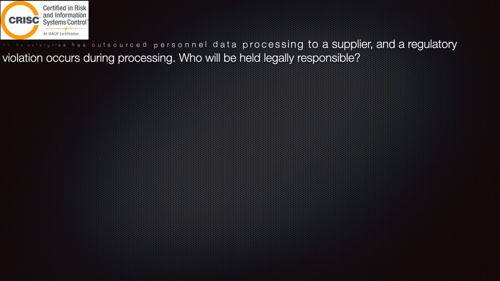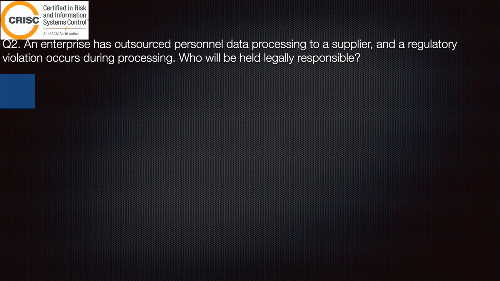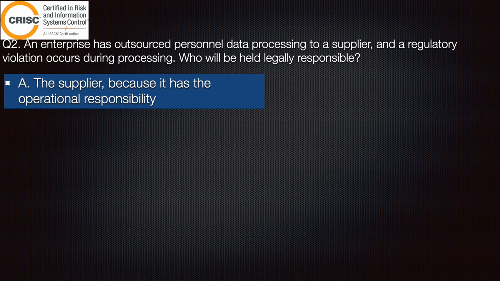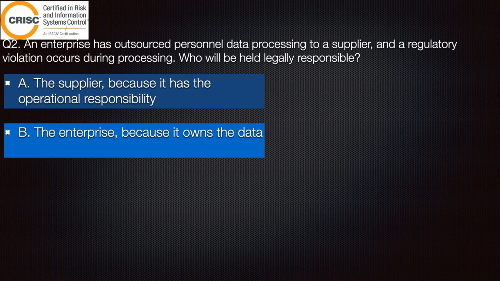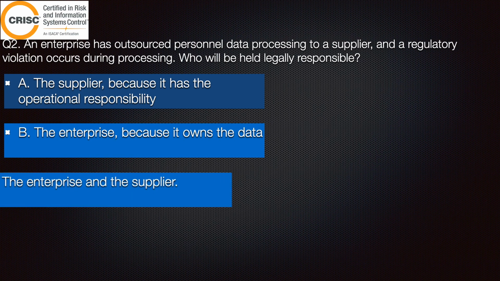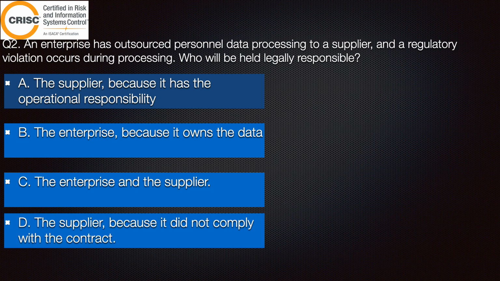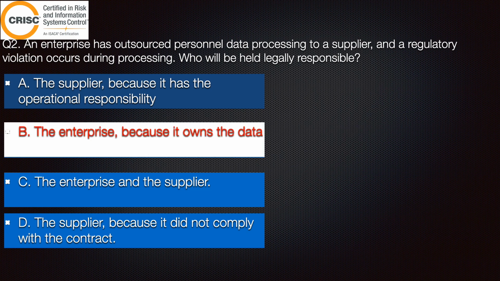Question 2. Understand the question. An enterprise has outsourced personal data processing to a supplier, and a regulatory violation occurs during processing. Who will be held legally responsible? The options are: A, the supplier, because it has the operational responsibility; B, the enterprise, because it owns the data; C, the enterprise and the supplier; and D, the supplier, because it did not comply with the contract. The correct answer is option B, the enterprise, because it owns the data.